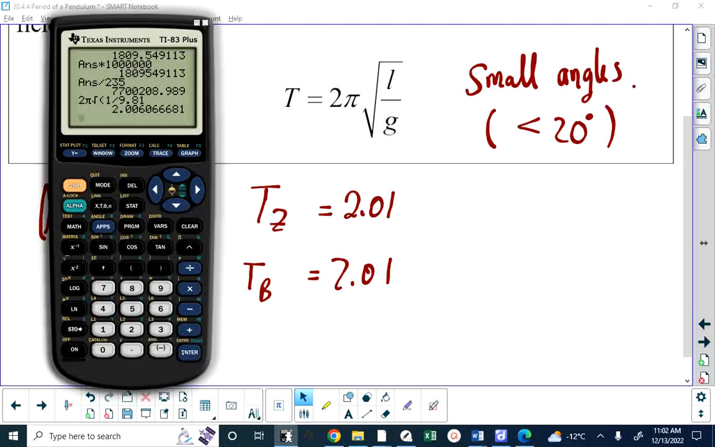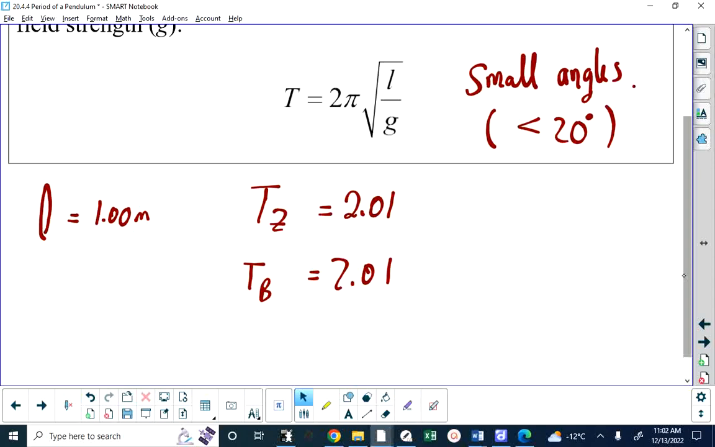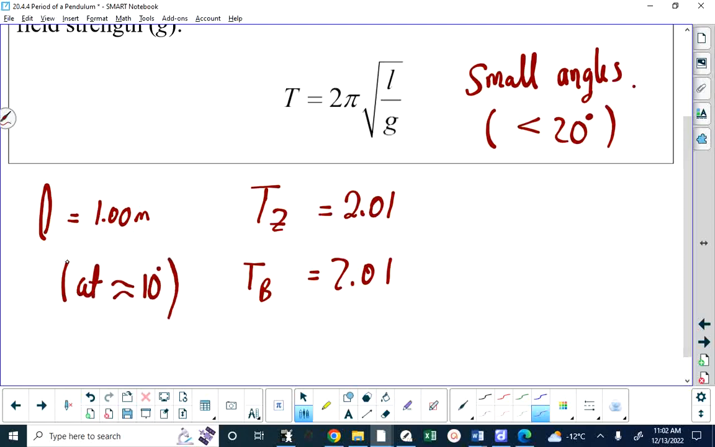So this was at, I didn't measure an angle here. This was at about, I think I pulled it back around 10 degrees. And we should get 2.0 seconds. That's what we should get.